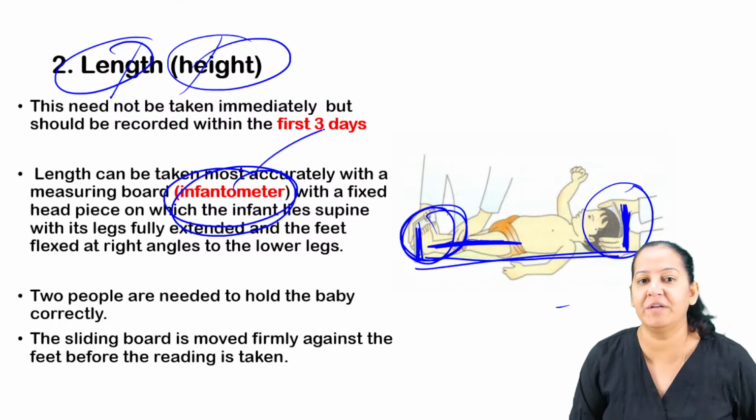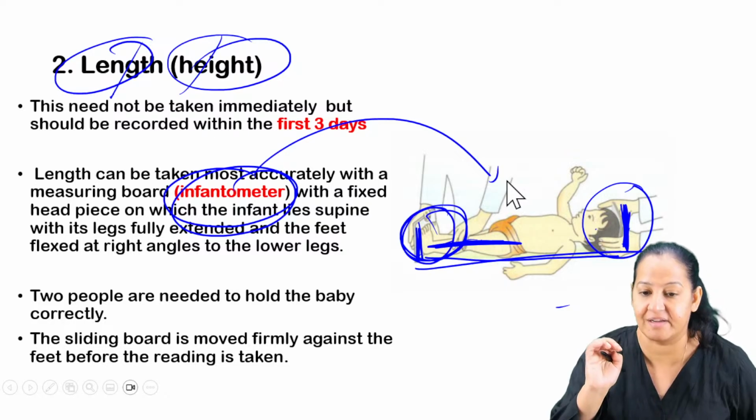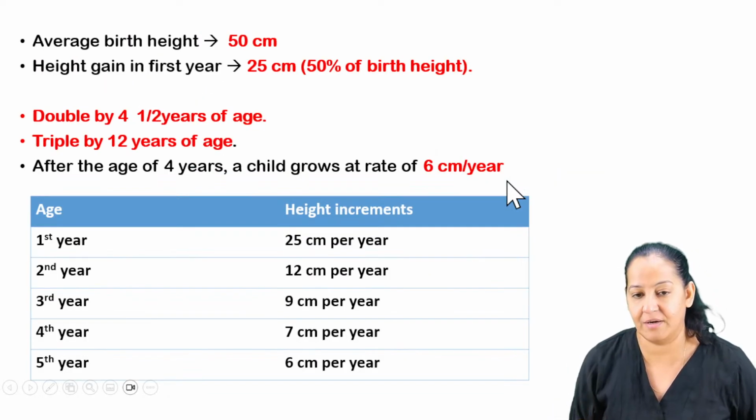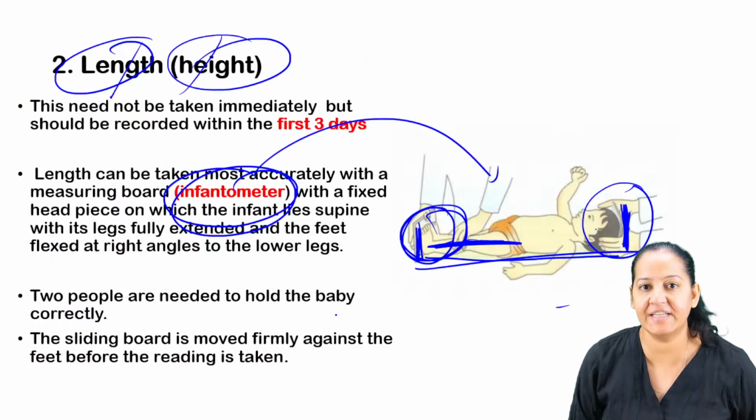So this is the infantometer. You can get image based questions. This is the Salter scale. This is the infantometer. Please, you can get image based questions on that. Okay. So this is what you have to learn. Please learn the height.